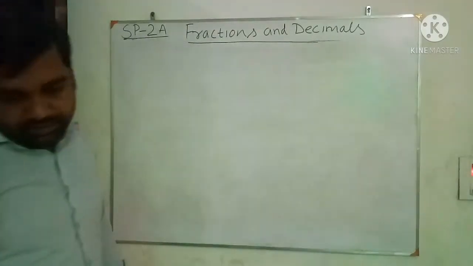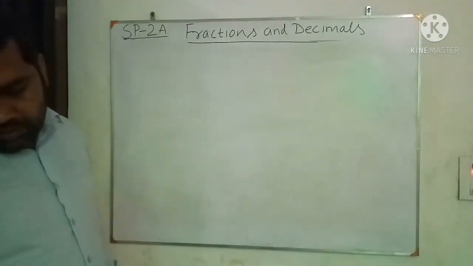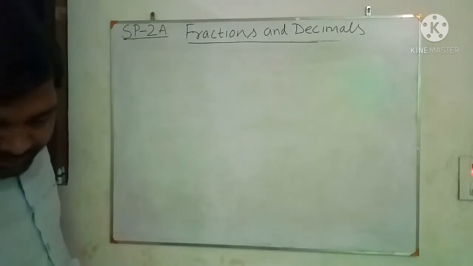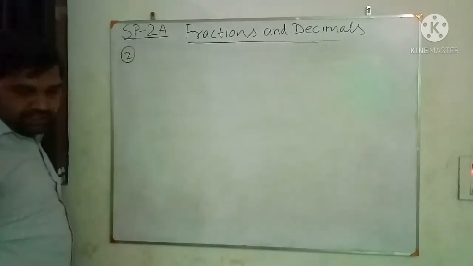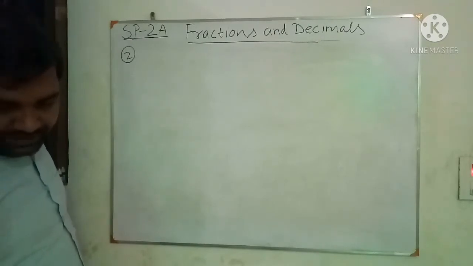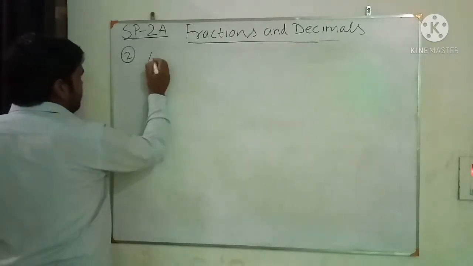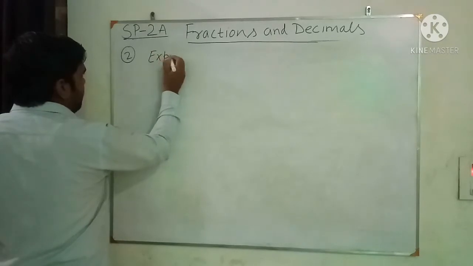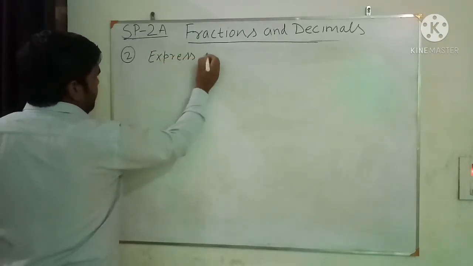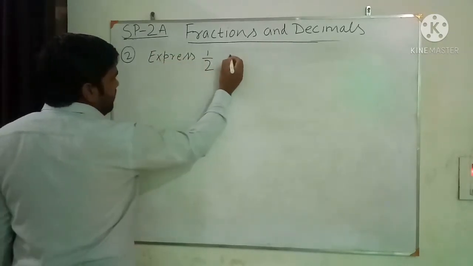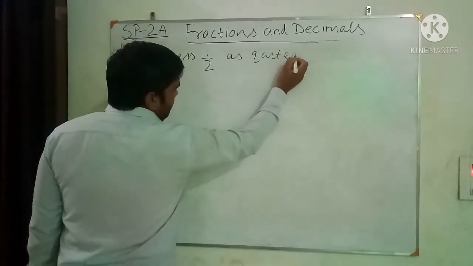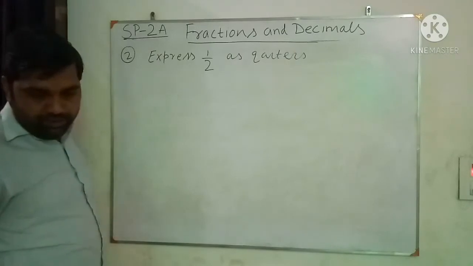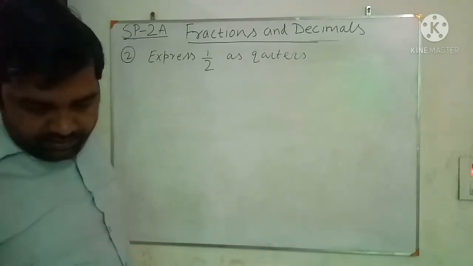Now see question number 2. Express 1 by 2 as quarters. So here we have to express 1 by 2 as quarters. What we have to do? Express 1 by 2 as quarters, sixths, twelfths.